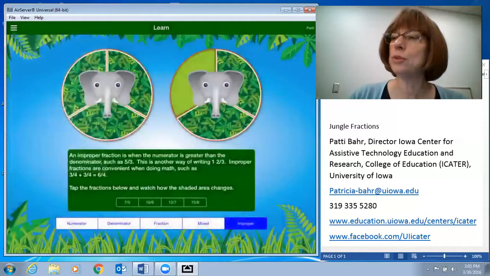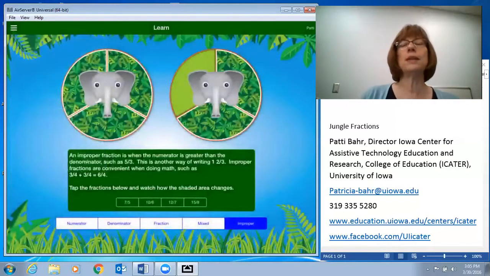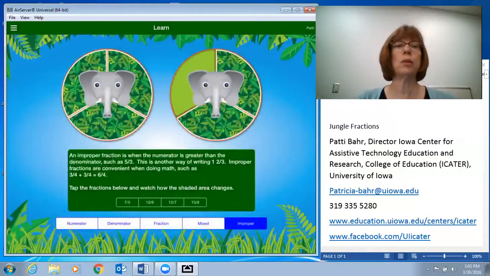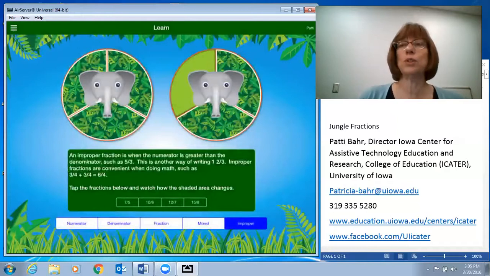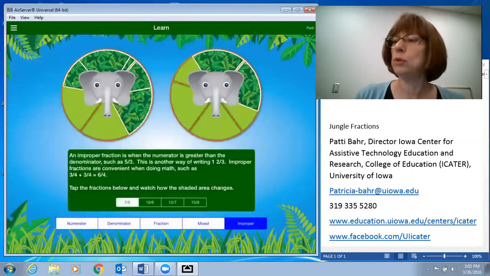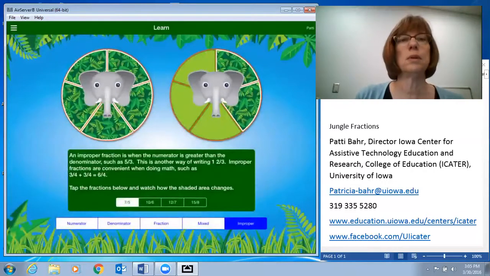If you wanted your students to start with the learn mode, one of the things I didn't like about this app was that it doesn't read. It doesn't read an improper fraction, which is when the numerator is greater than the denominator, such as 5/3. I think that would be a really nice improvement to the app. But when you do press on one of these, 7/5, it gives you some feedback, and then it tells you 7/5.